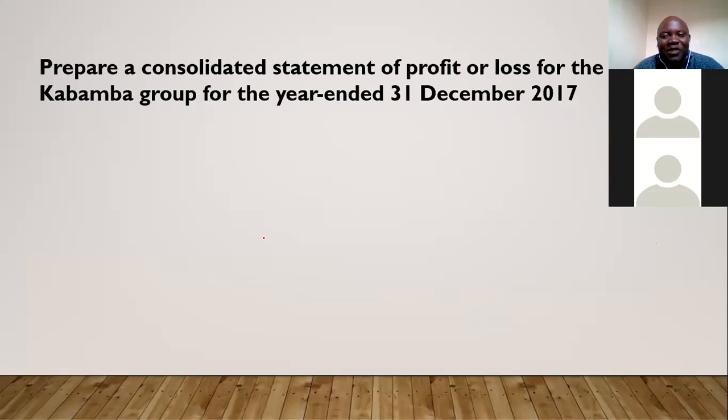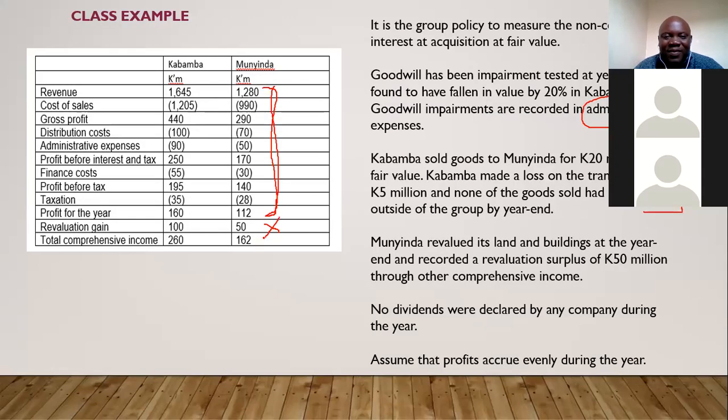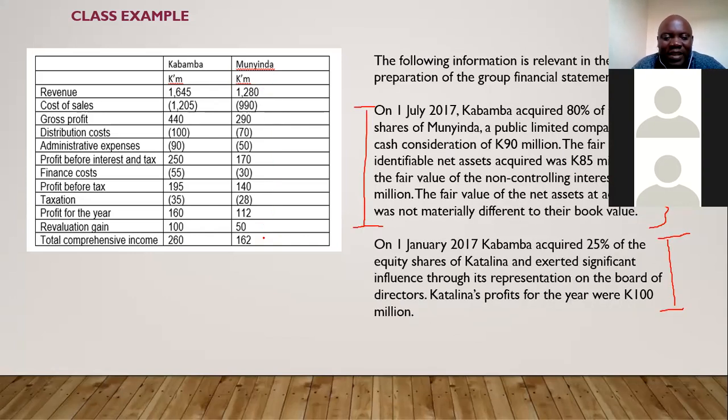Prepare a consolidated statement of profit or loss for the Karamba Group for the year ended 31st December 2017. So what I want you to do is you are going to share your screen so that you just discuss over the goodwill computations. Then from there, because I think the major computation here is just on goodwill. The rest is pretty easy.